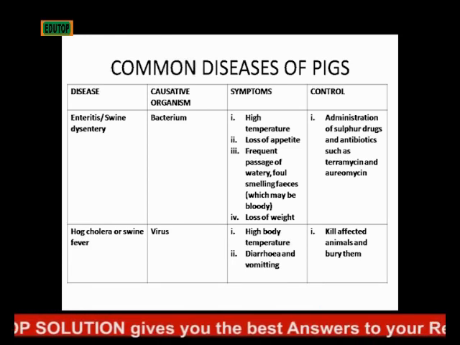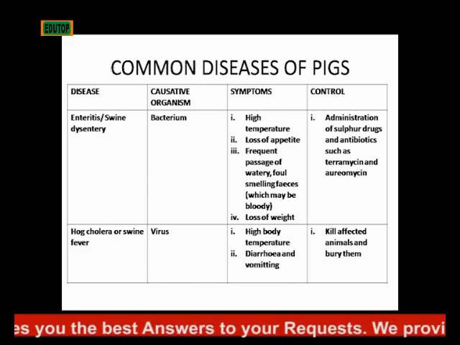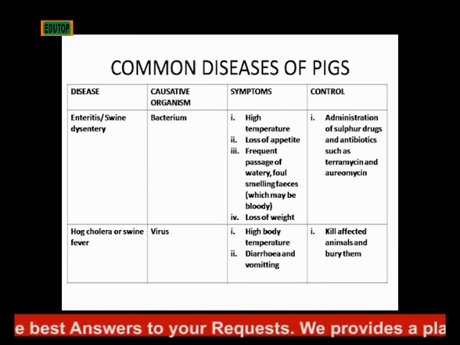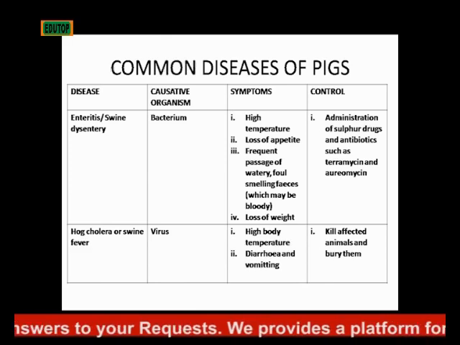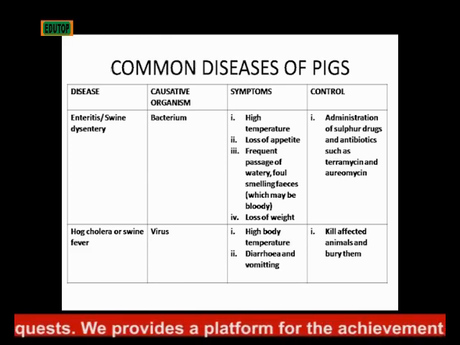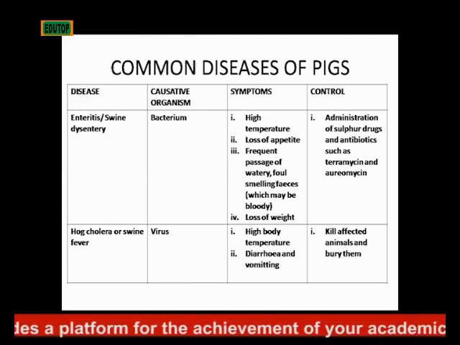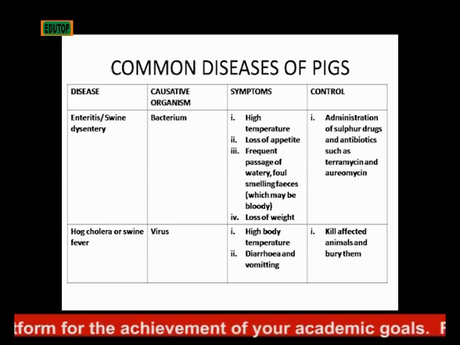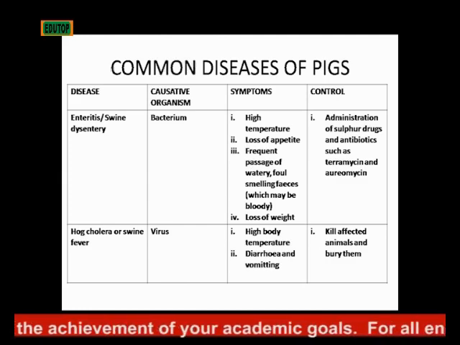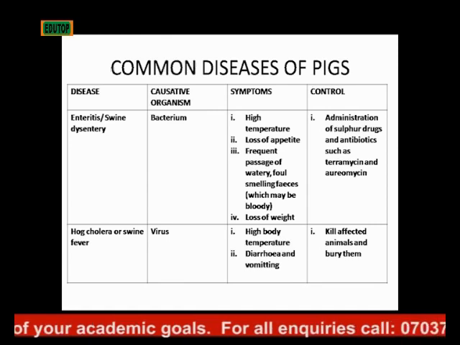So how do you control enteritis in your pig, or what we call swine dysentery? You administer sulfur drugs and antibiotics such as terramycin and eromycin. Those are sulfur drugs and antibiotics you can apply or you administer to your pigs when you discover enteritis in them.